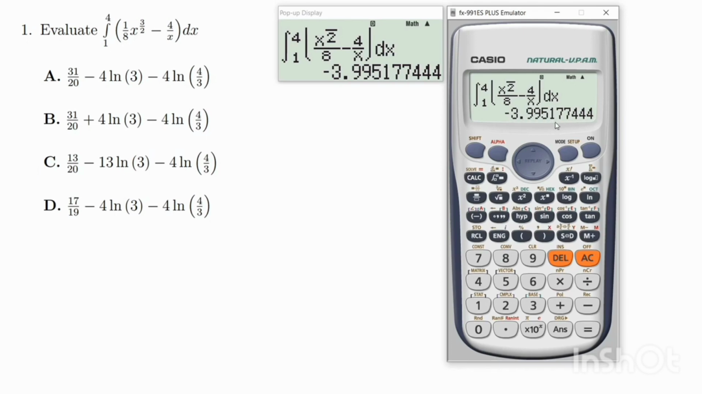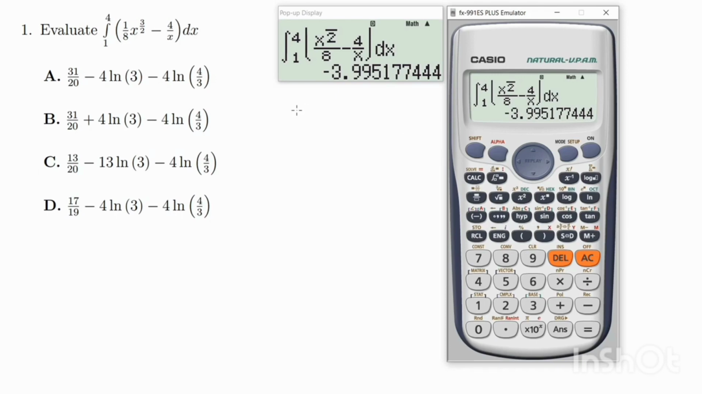3.995, blah blah blah. Now if you check the options here, you will see that you cannot see anything like minus 3.995, because the calculator is actually using a special numerical kind of integration for integrating this kind of function. So it may not give you the approximate or the closed form of this integral, but you can just quickly use a calculator to test all these values to see which one corresponds to your integral.